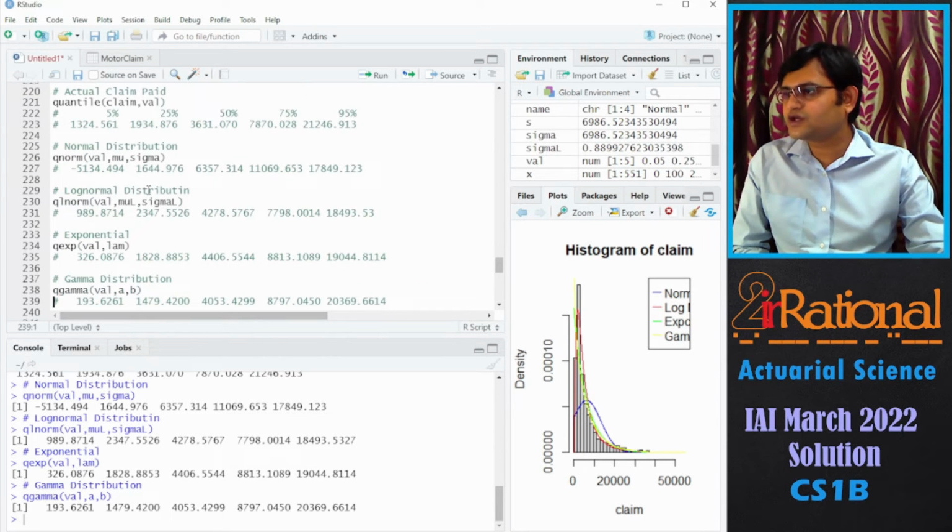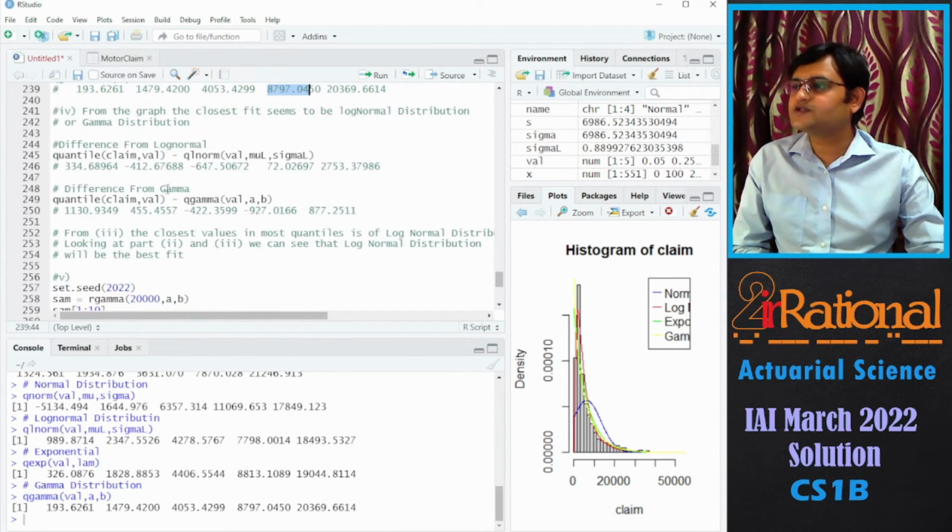Now I can even check here which one is the closest. So if you see the actual quantile value I had for 5%, 1324. Normal is very far away, log normal, okay, near, exponential far away, gamma is also far away. But for the later values, 1934, I have 2300, and for gamma, you can see it is 1400. Then 3631, I have 4200, and here I have 4053. Here for 7000 something, and here I have 8000. So these are very near values to the actual values.